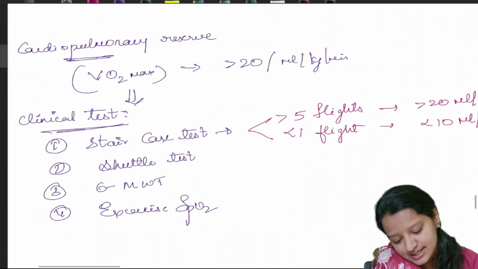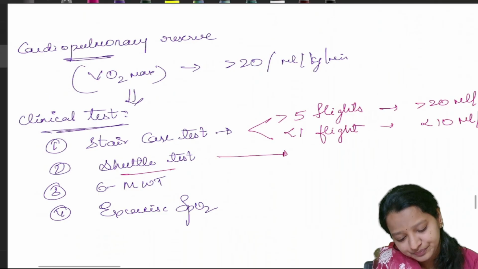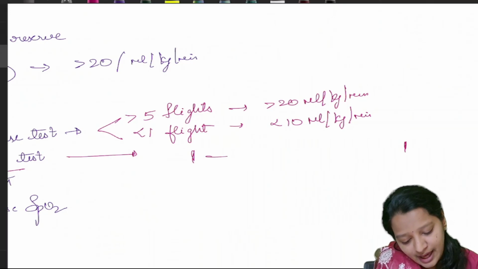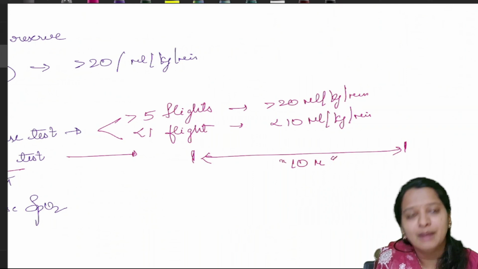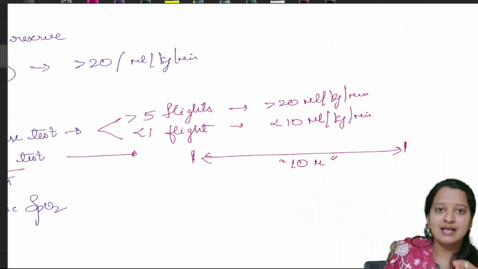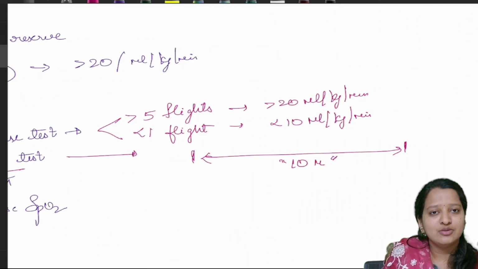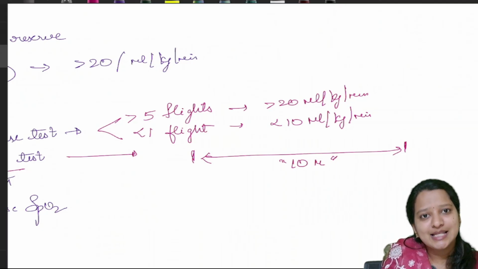Okay, so the second test, shuttle test. What happens here? Here we will be keeping 2 marks. Okay, and the 2 marks will be 10 meters apart. Okay, now we'll ask the patient to walk to and fro between these two boundaries or the marks and in an increasing speed.